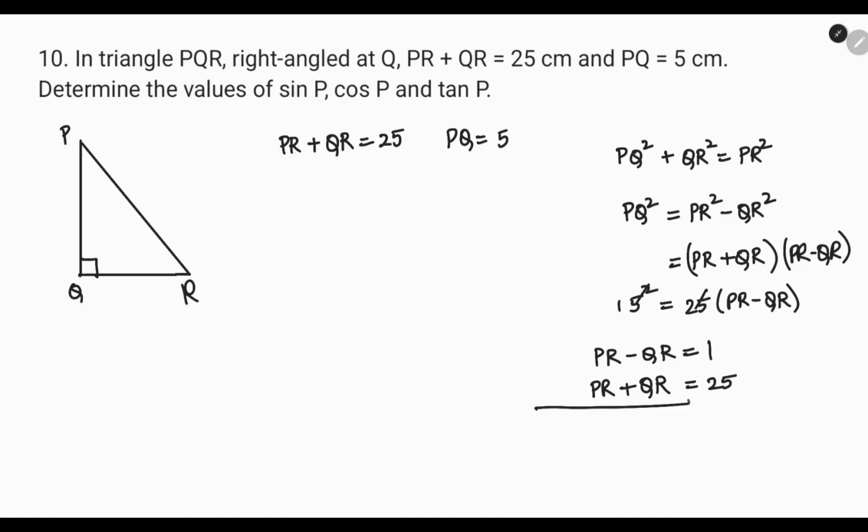we will get 2 PR is equal to 26. Therefore, PR is 13. If PR is 13, then QR will be 12. 12 plus 13 is 25.